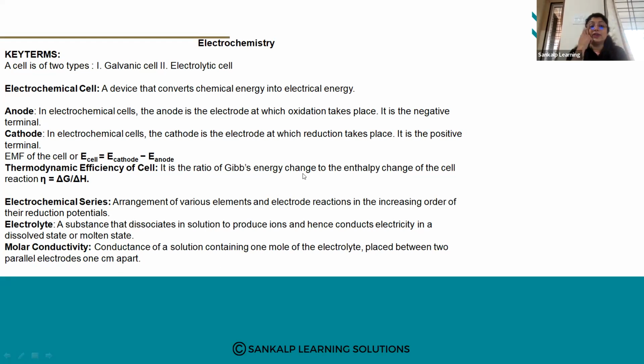So the cell is mainly of two types. First one is galvanic cell and the second one is electrolytic cell. What do you mean by galvanic cell?